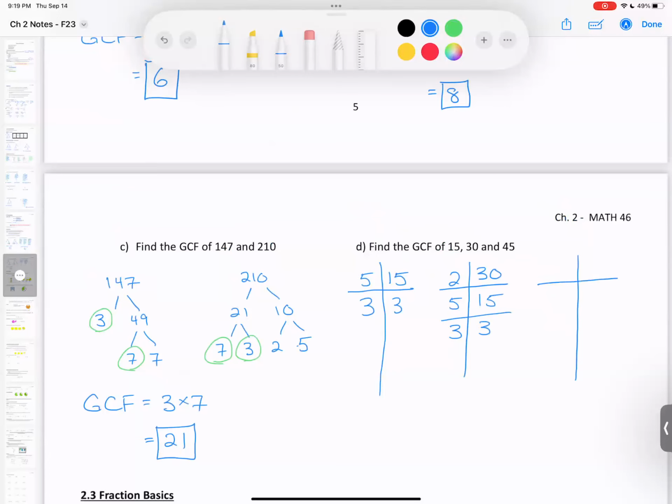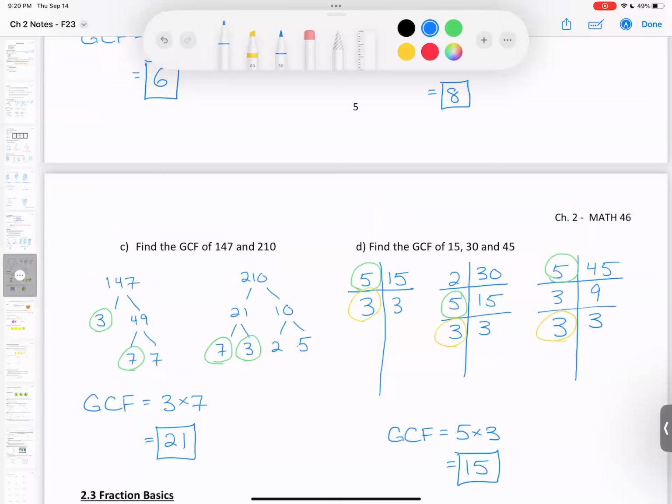And last one, I've got 45. 45 I can divide by 5 to get 9. 9 is divisible by 3. 9 divided by 3 gives us 3, and there, I'm done that one. Let's see what we have in common. Well, we have a 5 that's in common to all 3 of these. And we have a 3. And those are the only 2 things we have. So our GCF then is going to be 5 times 3, which is 15.